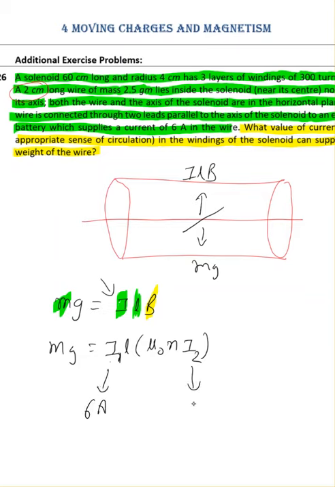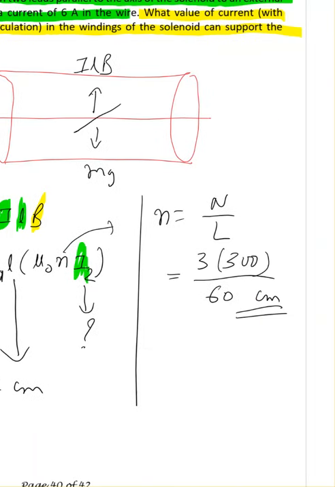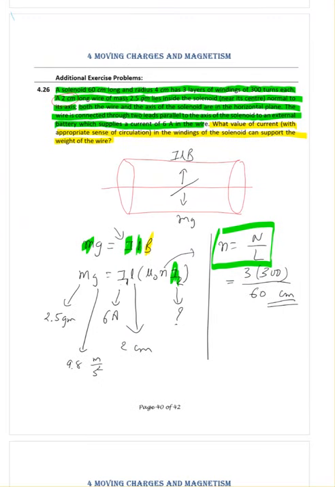Once you have n available, all the other quantities are available. See, mass of the wire is also given, it is 2.5 gram. g is 9.8 meter per second square. So just one quantity is unknown here, I2. So first step is to calculate n. Once you have n, apply this formula, carry out calculation and find out I2. That is the current you need to pass through the solenoid winding in order to support the 2.5 gram wire. Thank you.